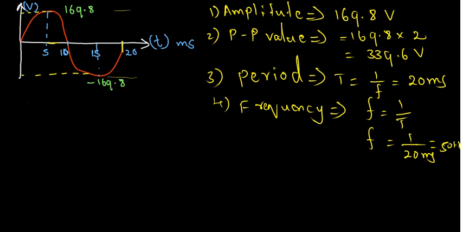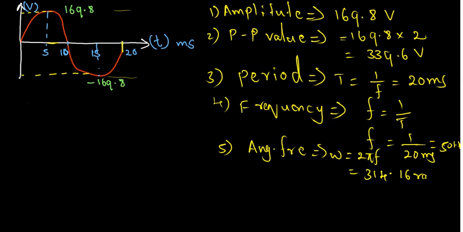So the fifth one is angular frequency. That's omega is equal to 2 pi f. So omega is equal to 2 pi f, which is 314.16 rad second minus 1. And the general expression of time, we don't need that. And this example gives you more understanding about these subjects.